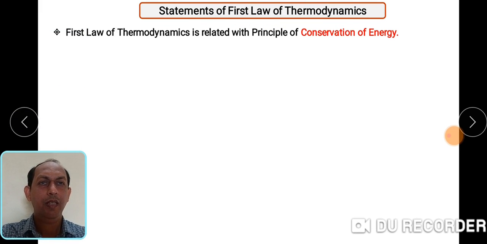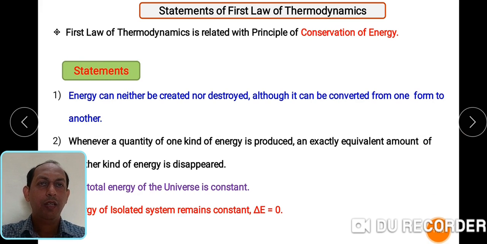Now we are going to see a very important law of thermodynamics, that is the first law of thermodynamics. In short, if we say what the first law of thermodynamics tells us, it is related with the principle of conservation of energy. Conservation means a particular energy gets converted into another form, everywhere, completely. So this is called conservation of energy. Remember, the first law is related with the principle of conservation of energy. Now we are going to see the statements. Different statements are there. So what are the different statements?